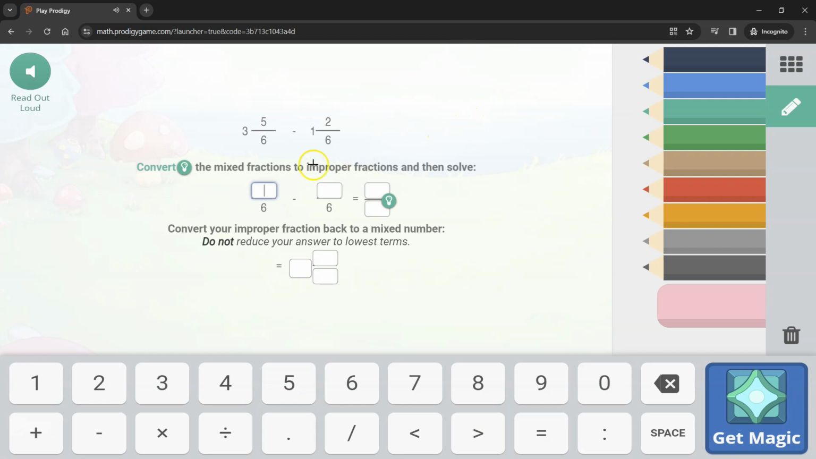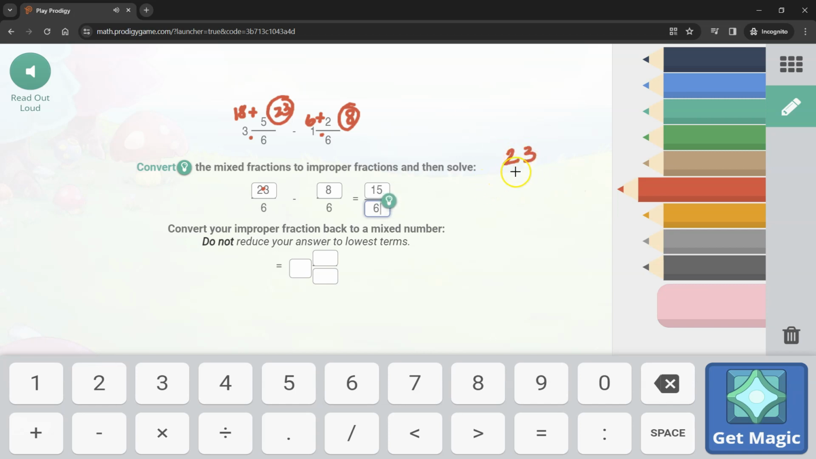All right, we've got another mixed fraction. So we're gonna do it small here. We've got 6 times 3 is 18. 18 plus 5 gives us 23. 1 times 6 is 6. 6 plus 2 gives us 8. So here we've got 23 and 8. We are subtracting, so that would give us 15. And the 6 stays. Don't move the 6.